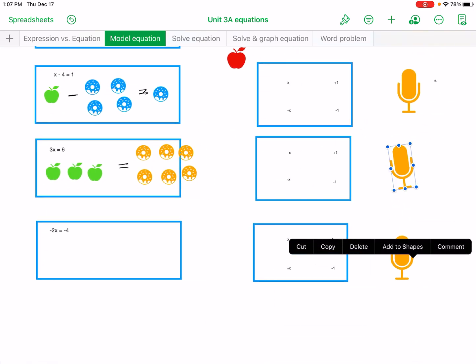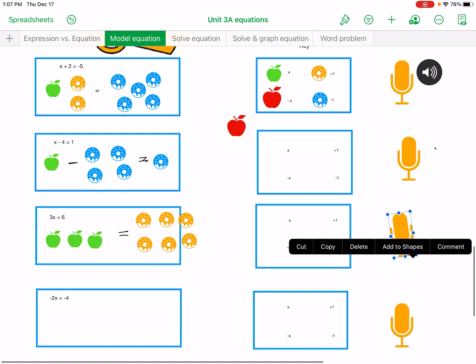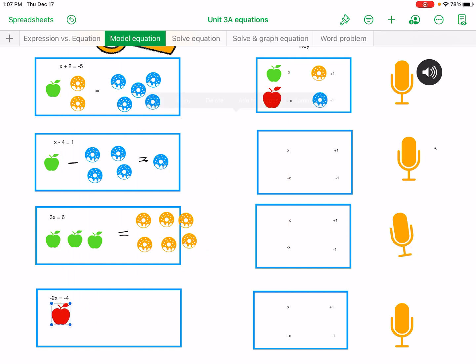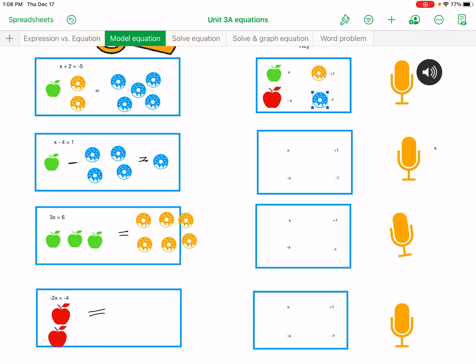Okay, now negative 2x equals negative 4. So I need 2 negative variables. There they go. Equals. Now I need 4 negative units, and those are my blue donuts. Okay, and once I have my donuts here, it's just much easier to do. Excellent, excellent, excellent.